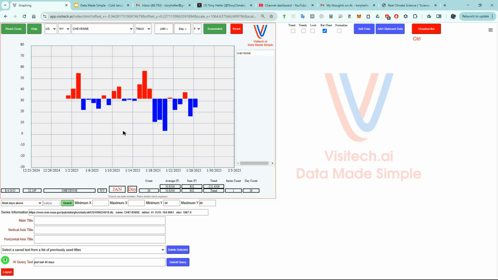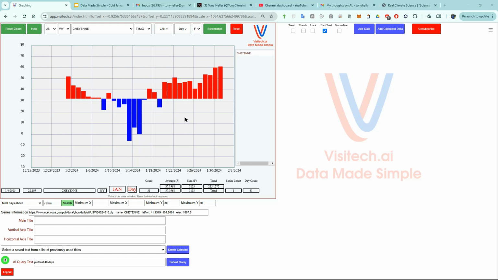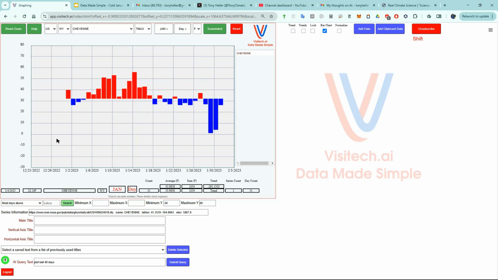I'm going to press the capital Y key to move backwards 1 year. Now we're looking at January 2024. There were a lot more days above freezing, but the average was still slightly below the long-term average. Let's go back another year to 2023. Once again, I'm going to press the capital Y key. The average maximum temperature in Cheyenne during January 2023 was 34 degrees, which was 4 degrees below average. So the past 3 Januaries here in Cheyenne have been colder than the long-term average.